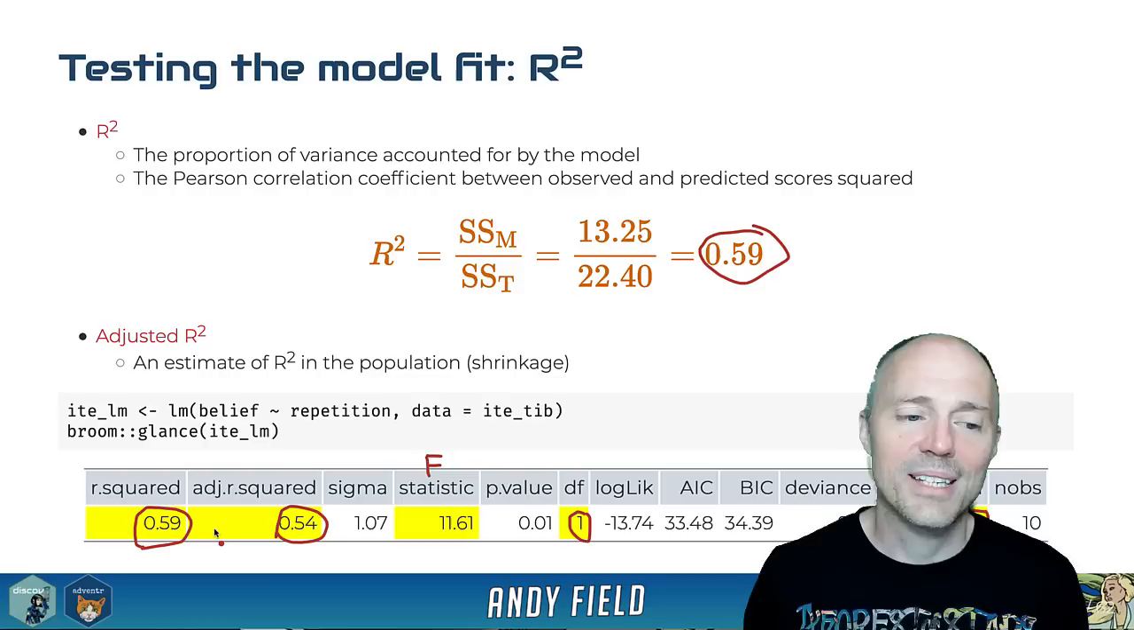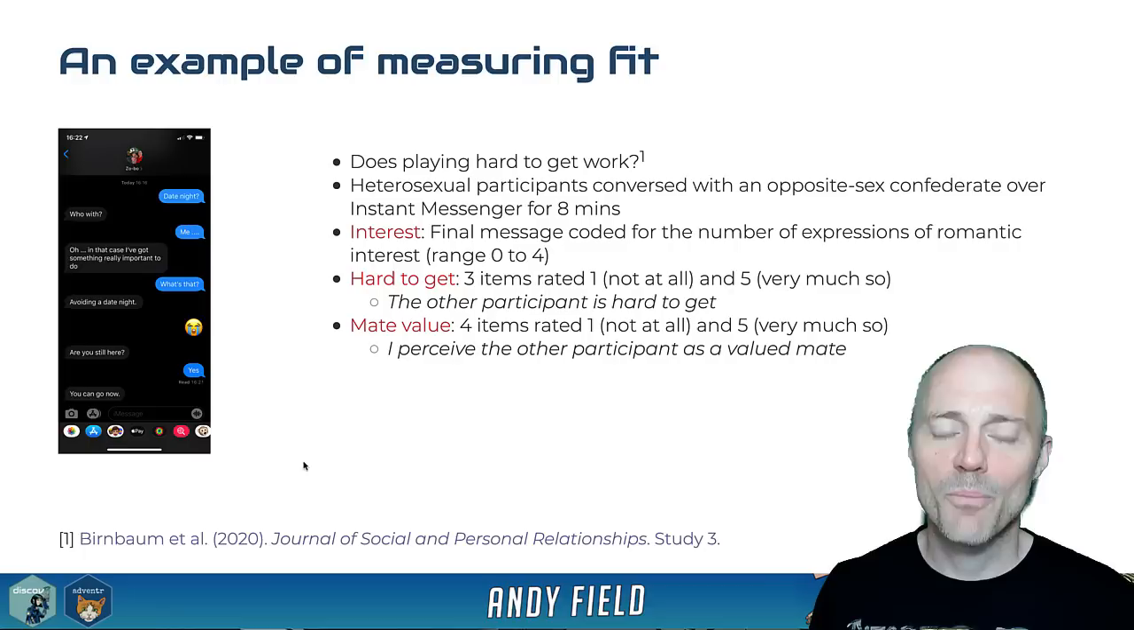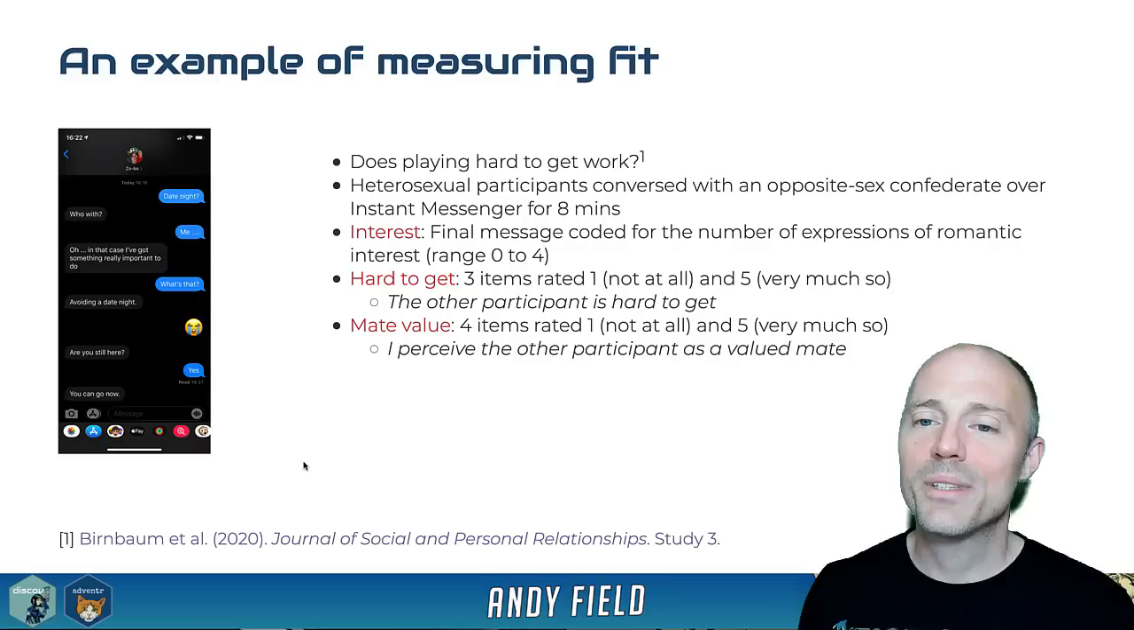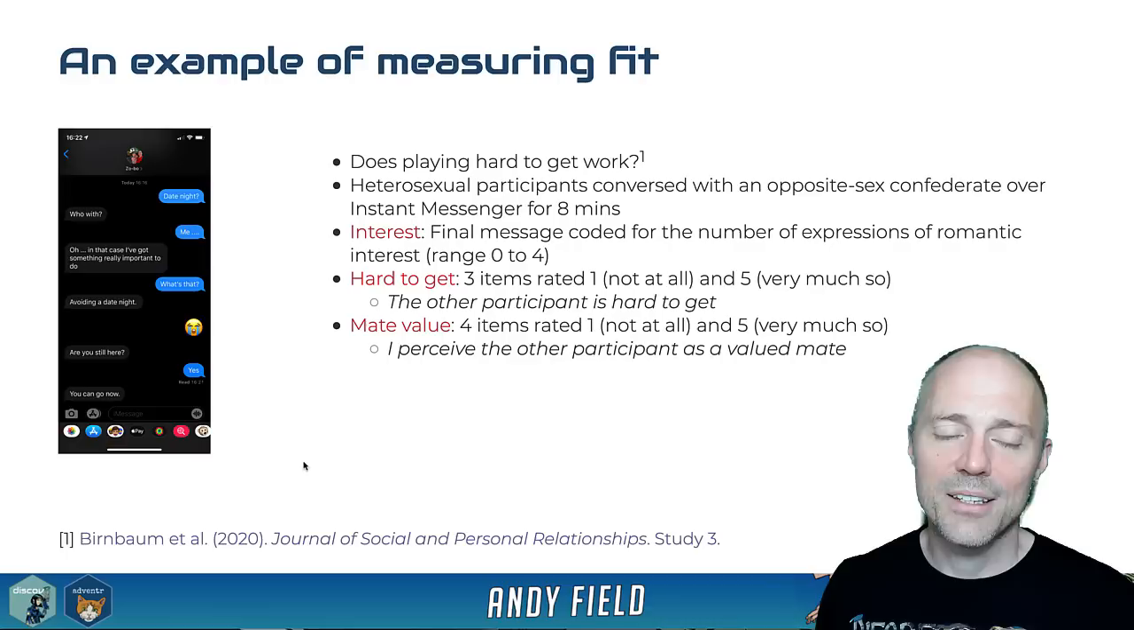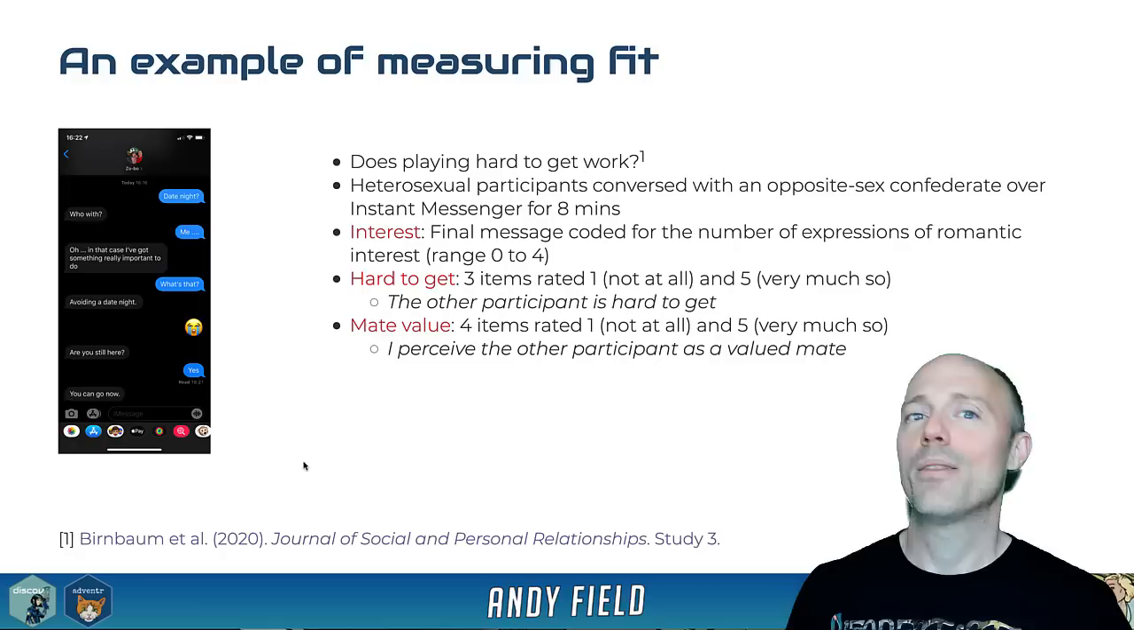Okay, so an example of measuring fit. We've looked at this example before: does playing hard to get work? If you remember this study from a previous lecture, they had heterosexual participants conversing with an opposite sex confederate over instant messenger for about 8 minutes. The variables they measured were, in the final message, they coded for expressions of romantic interest, which could range from 0 to 4. So the most expressions of romantic interest was 4 in an instant message.